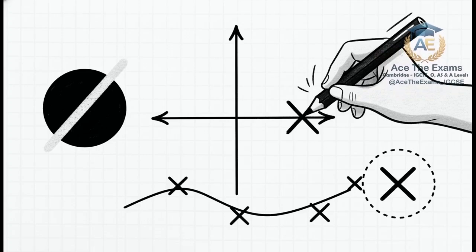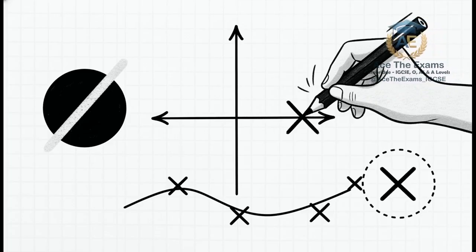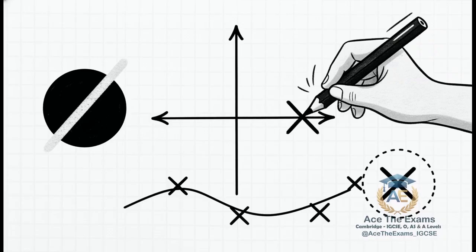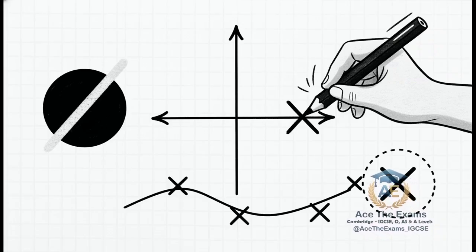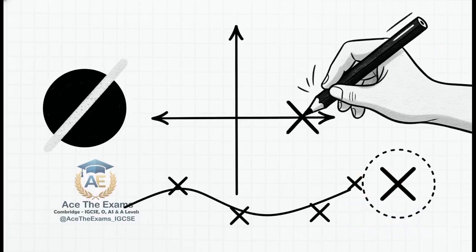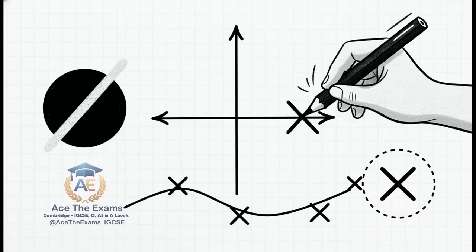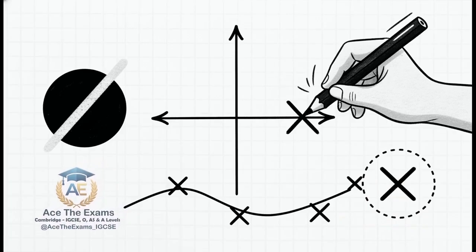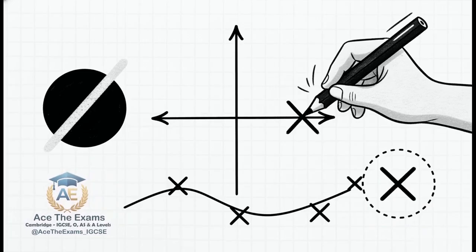Third, and please listen carefully to this one, plot your points using small saltire crosses. That's an X drawn with a very sharp pencil. Do not draw dots, and definitely do not draw thick, shaded-in blobs. Blobs will literally be penalized by the examiner because they hide the exact coordinate. Fourth, draw a single, clean, best-fit straight line or a smooth curve. And fifth, actively check for any anomalous points that sit way off the trend.